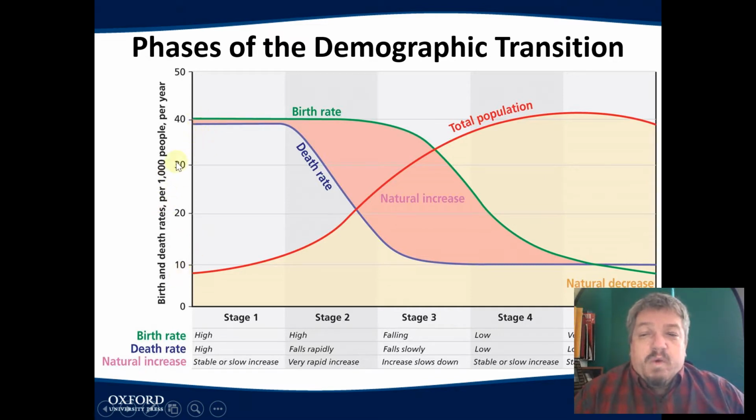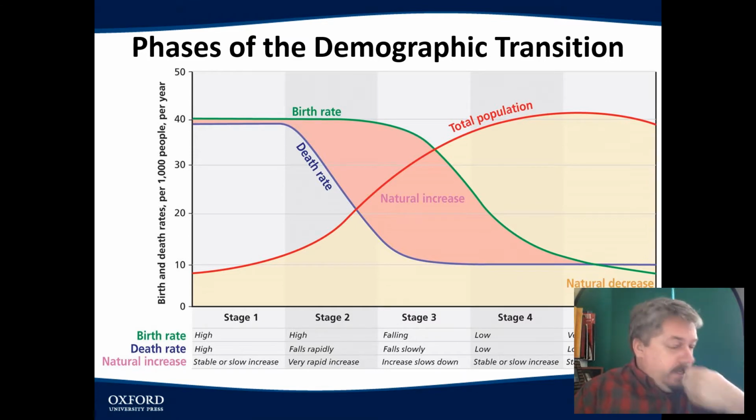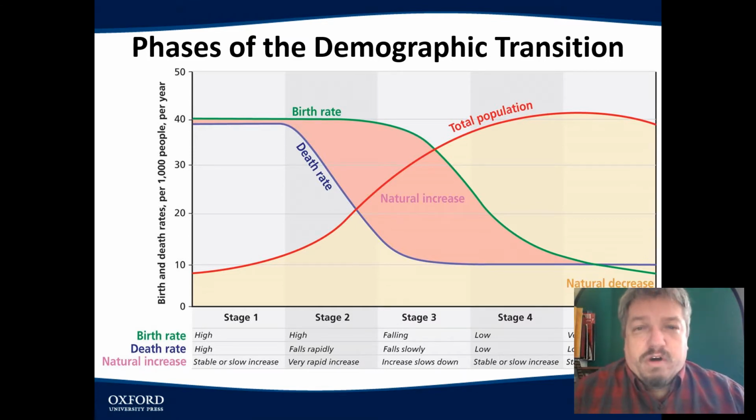But let's do this for every 1,000 people. For every 1,000 people, there were 40 new people born every year. But at the same time, for every 1,000 people, there were 40 deaths every year. So you have a high birth rate, but a high death rate. So what happens is your population doesn't really increase or decrease. It stays about the same. If you have 40 people born per thousand and 40 people dying per thousand, the population stays the same.